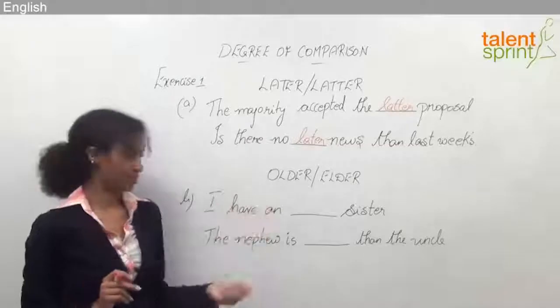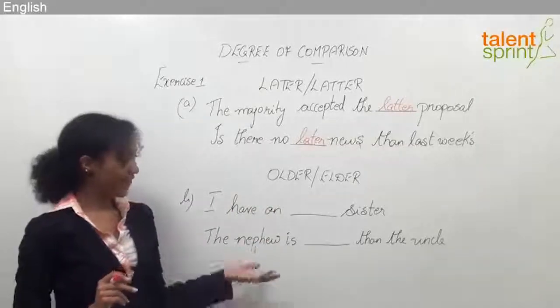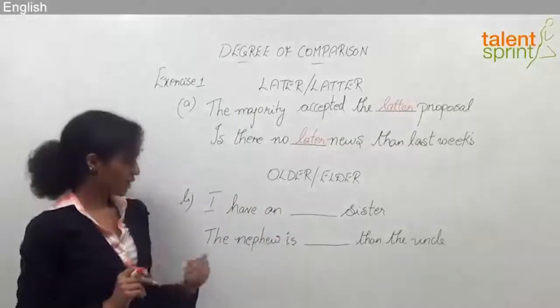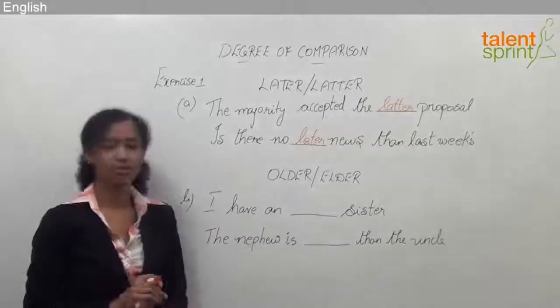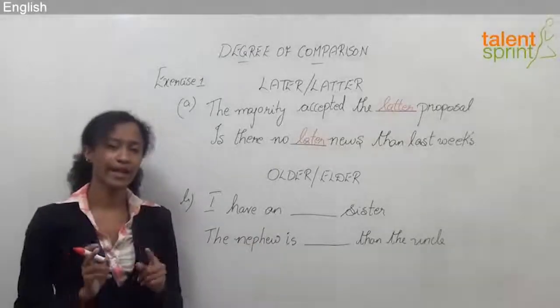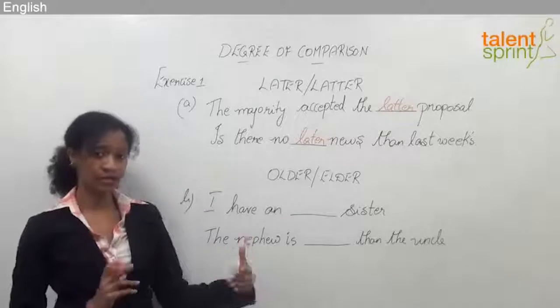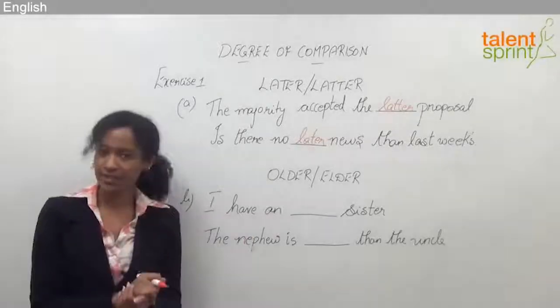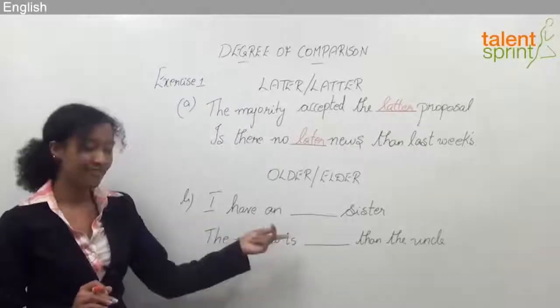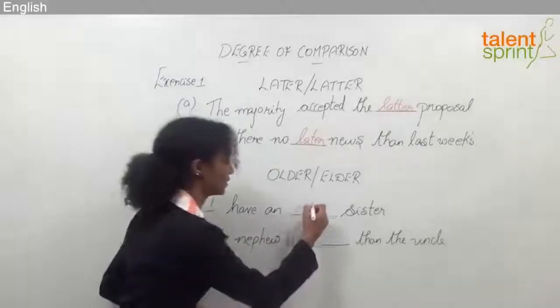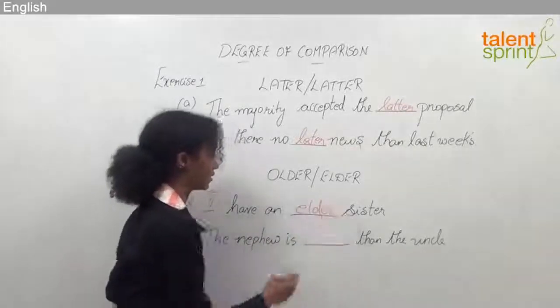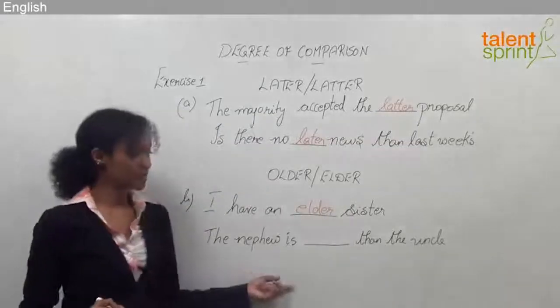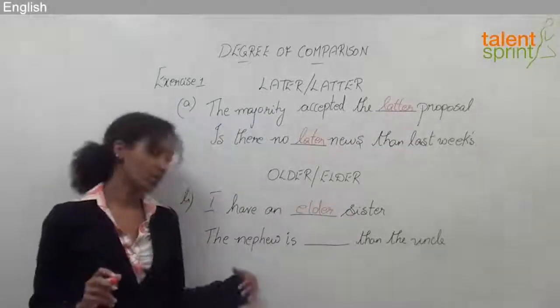Older, elder. Our options are: I have an dash sister. The nephew is dash than the uncle. Remember I said both older and elder are used for persons, but elder is used for people who are closely related. So here I have an elder sister, and here it would be the nephew is older than the uncle.